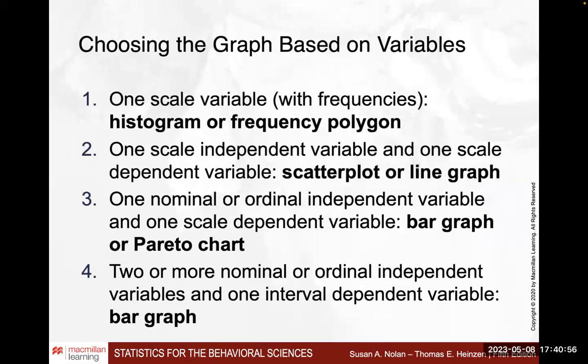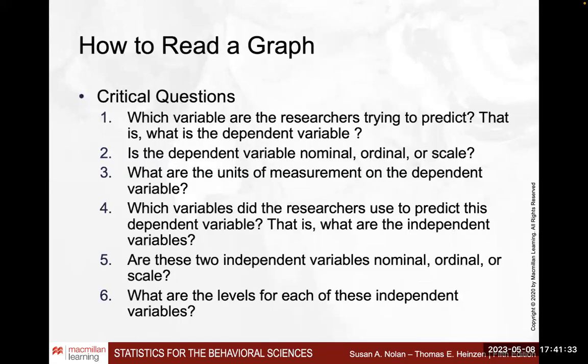So one scale variable is a histogram or frequency polygon. One scale independent variable and one scale dependent variable is a scatter plot, or line graph if the independent variable is time. One nominal or ordinal independent variable and one scale dependent variable is a bar graph or Pareto chart. Two or more nominal or ordinal independent variables and one interval dependent variable is a so-called clustered bar graph. Talked about this.